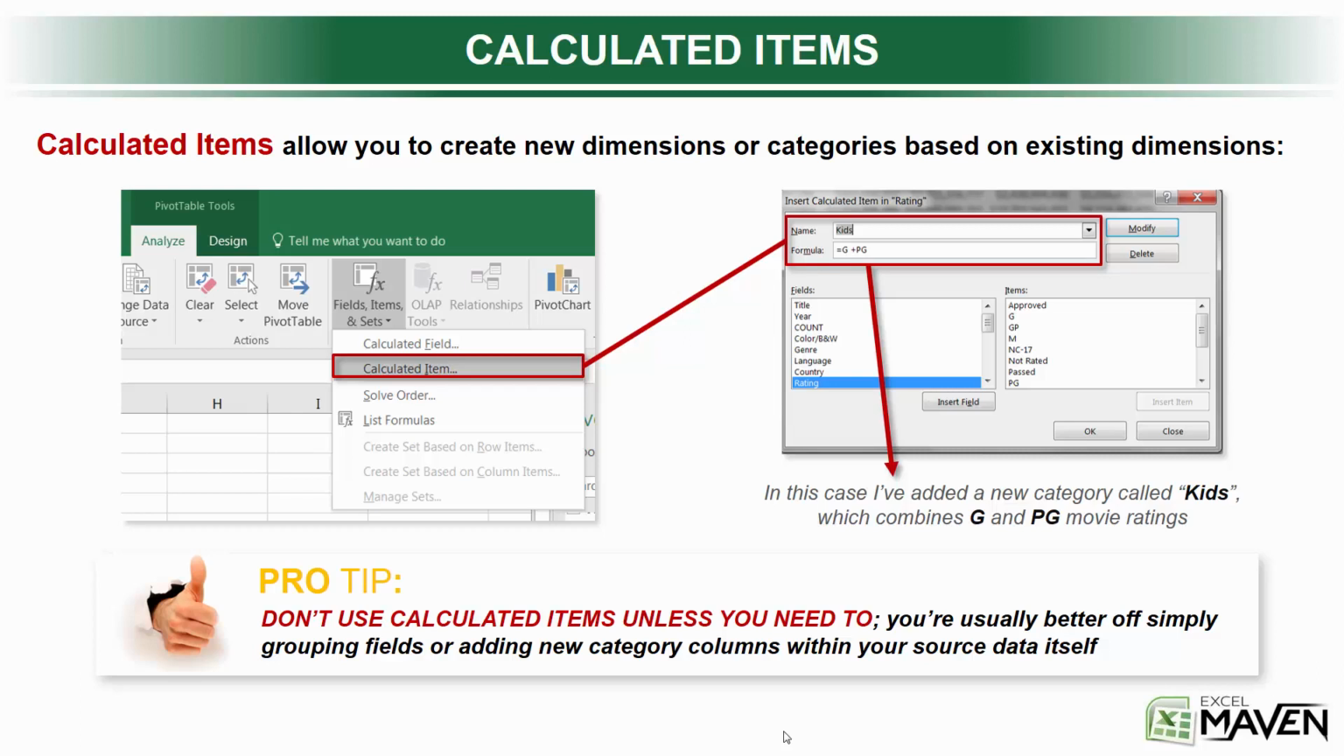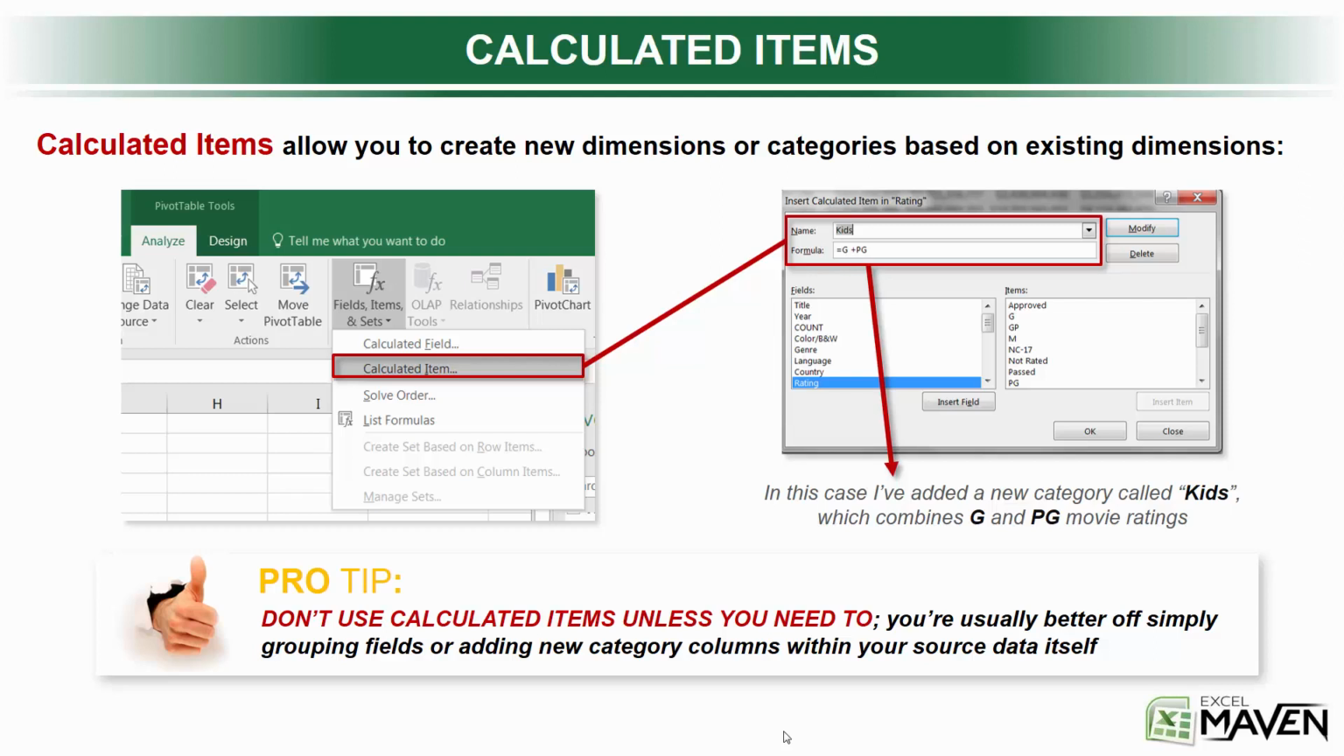Now, pro tip, big, bold, red text here: don't use calculated items unless you absolutely need to. I'm going to be honest, I am not a fan of calculated items at all. They're finicky, they're dangerous. In many cases, they're not the most efficient way to accomplish simple tasks.